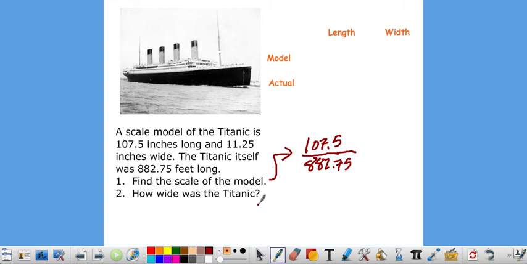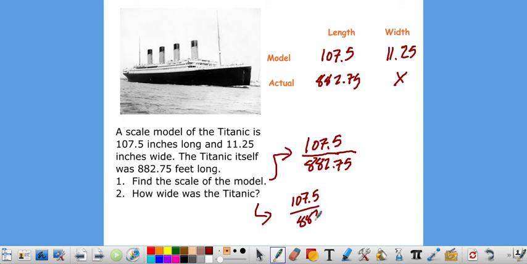Then to figure out how wide the Titanic is, I like still setting up a proportion. So the length of the model is 107.5. The width of the model is 11.25. The length of the actual Titanic is 882.75. We're not putting units on anything. And the width can be our x. So to find the width, you can set up a proportion just like this, where you take 107.5 over 882.75 and set that equal to 11.25 over x. Cross multiply, kind of running out of room.